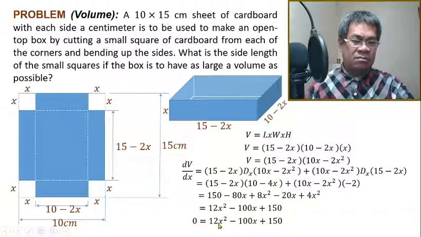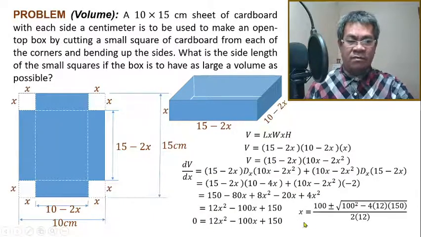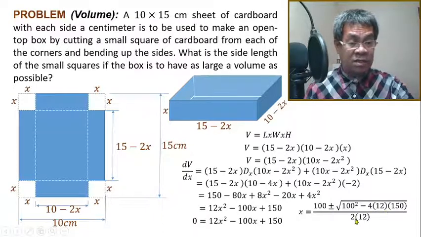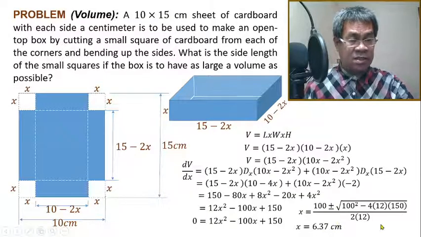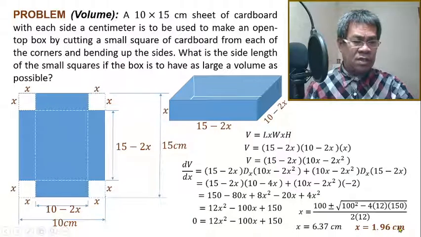But I think this is good if you have the formula, the quadratic formula. So remember your formula: x is negative b plus or minus square root of b squared minus 4ac, divided by 2a. So your a is 12, your b is negative 100, c is 150. So negative b plus or minus square root of b squared minus 4ac over 2a. So then substitute, simplify, we will come up with 6.37 centimeters as one answer, and the other answer is 1.96.